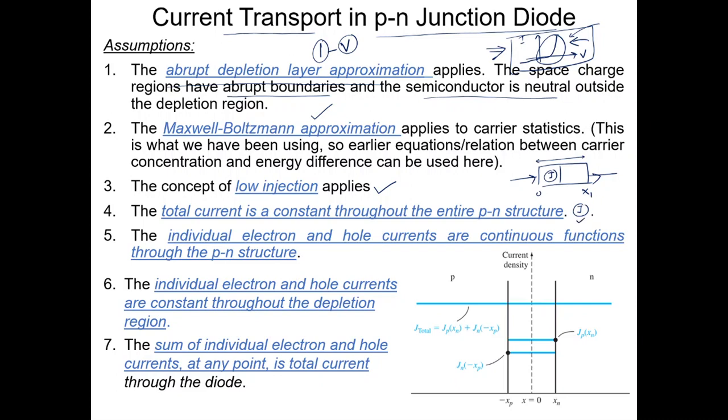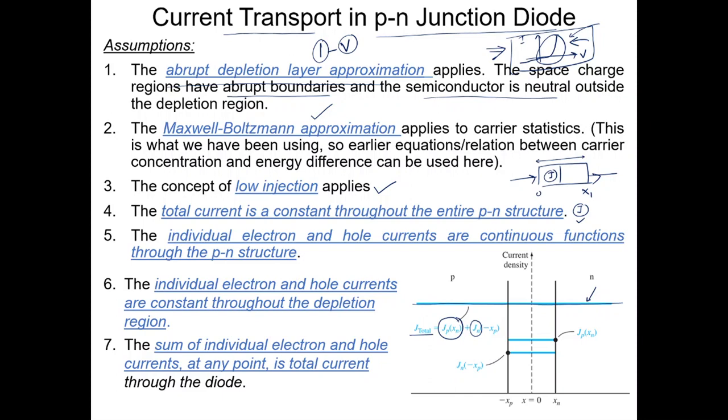The total J is independent of x, and that's what you see: the total current density J is independent of x, which means it's flat across the entire device, right? The individual electron and hole currents are continuous functions throughout the PN structure, which means that we are assuming that the individual current densities, Jp and Jn, are continuous. So there is no discontinuity in the current density because of electron flow or hole flow.